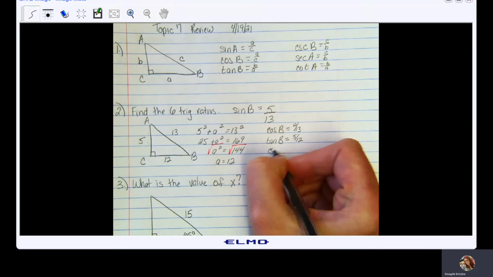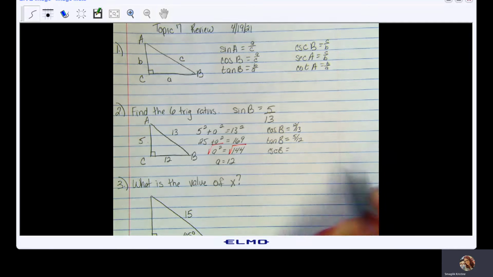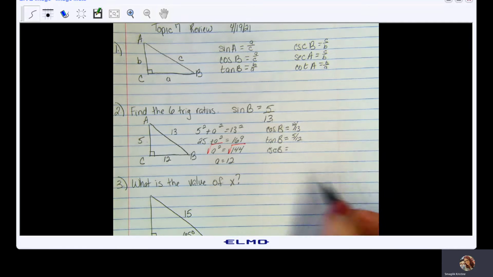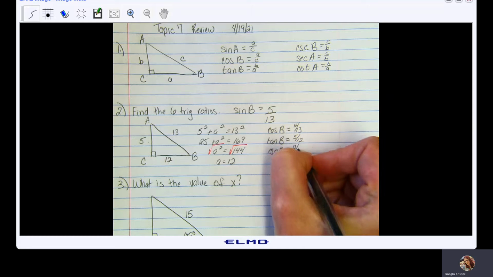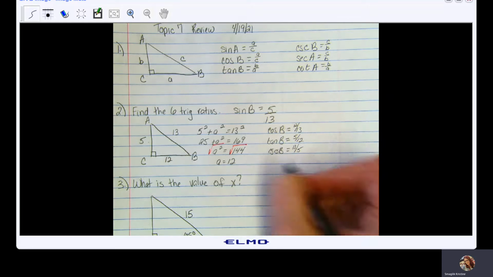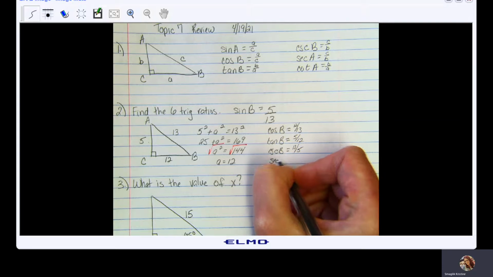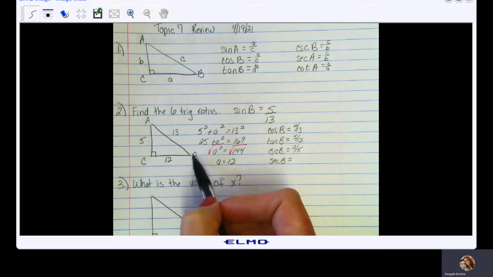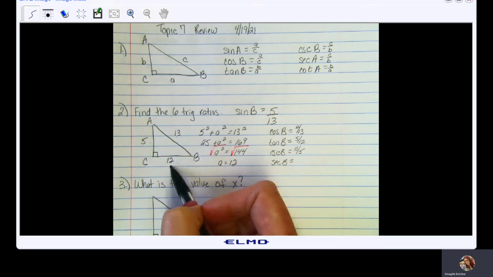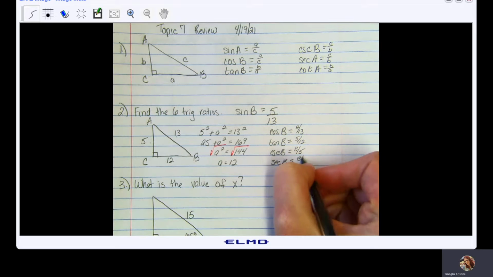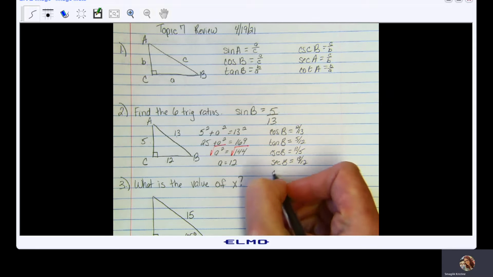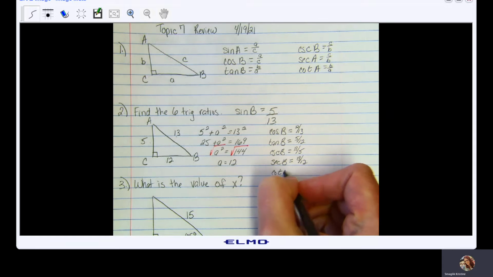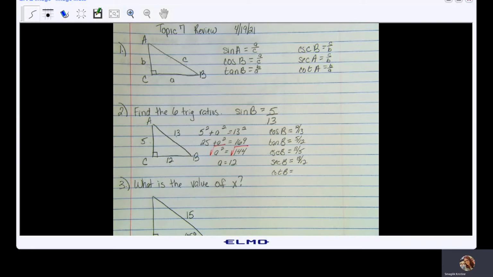Let's do cosecant of B. Well, cosecant is the reciprocal of sine, so that's going to be 13/5. And let's just do them all. Secant of B, that's hypotenuse over adjacent, 13/12, and then cotangent. Cotangent is adjacent over opposite. Adjacent is 12, opposite is 5.